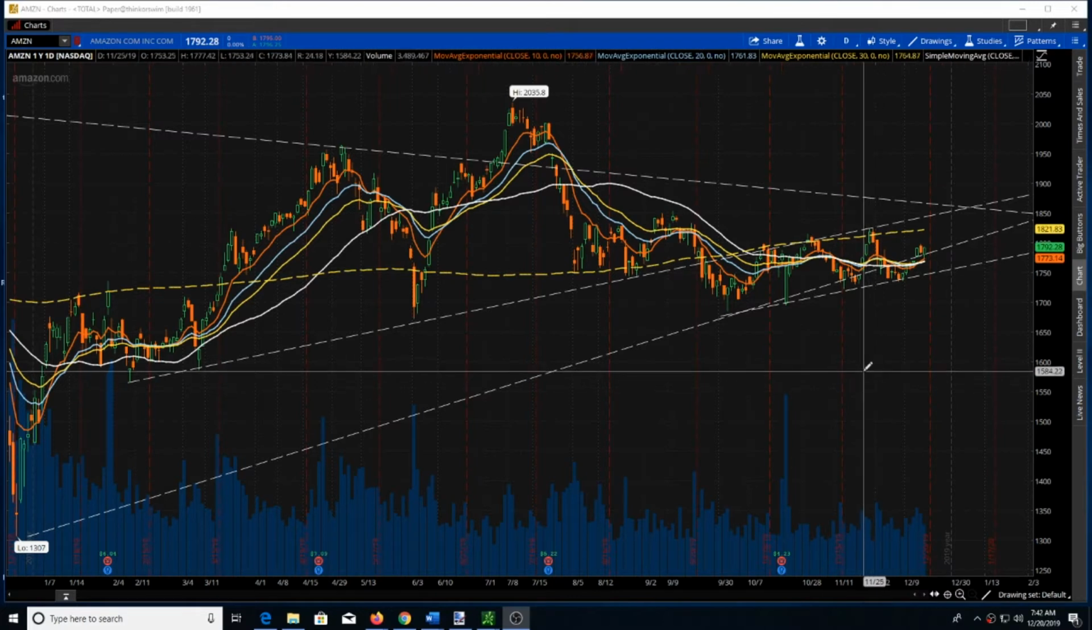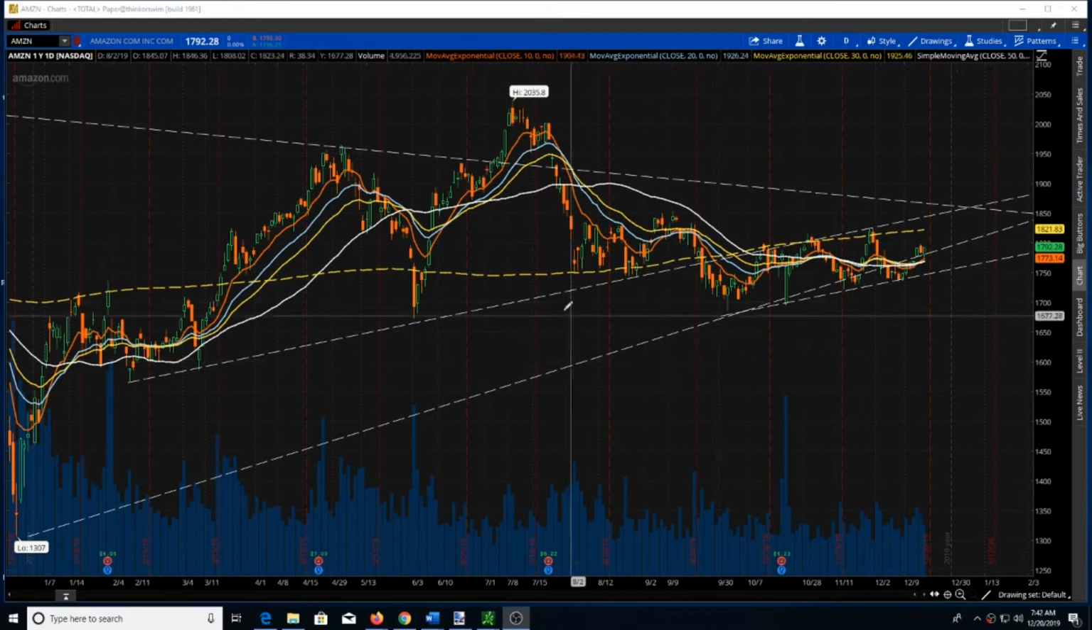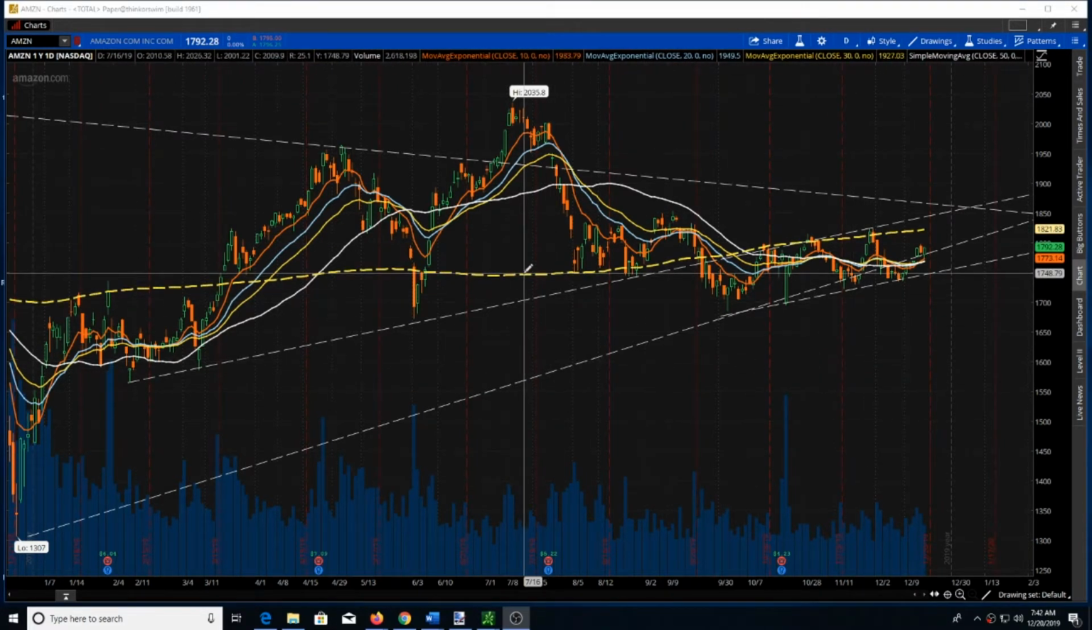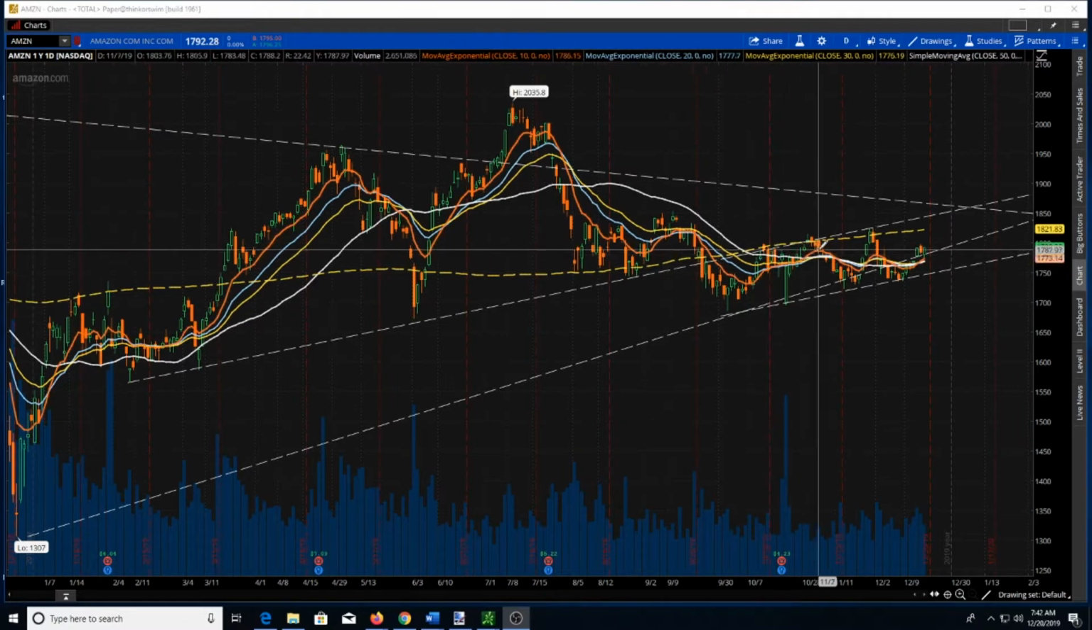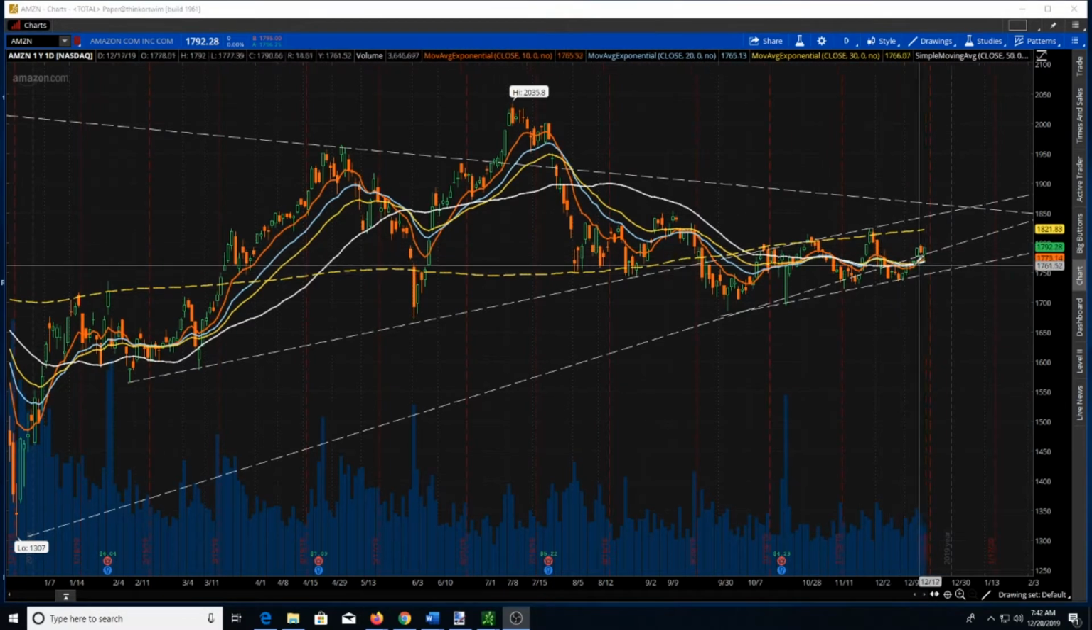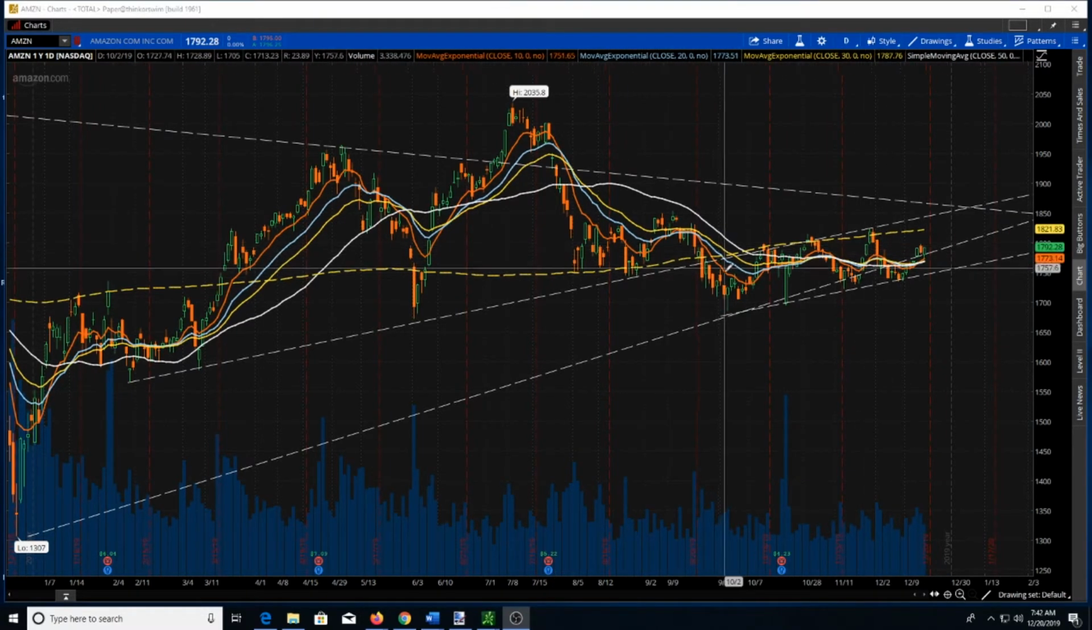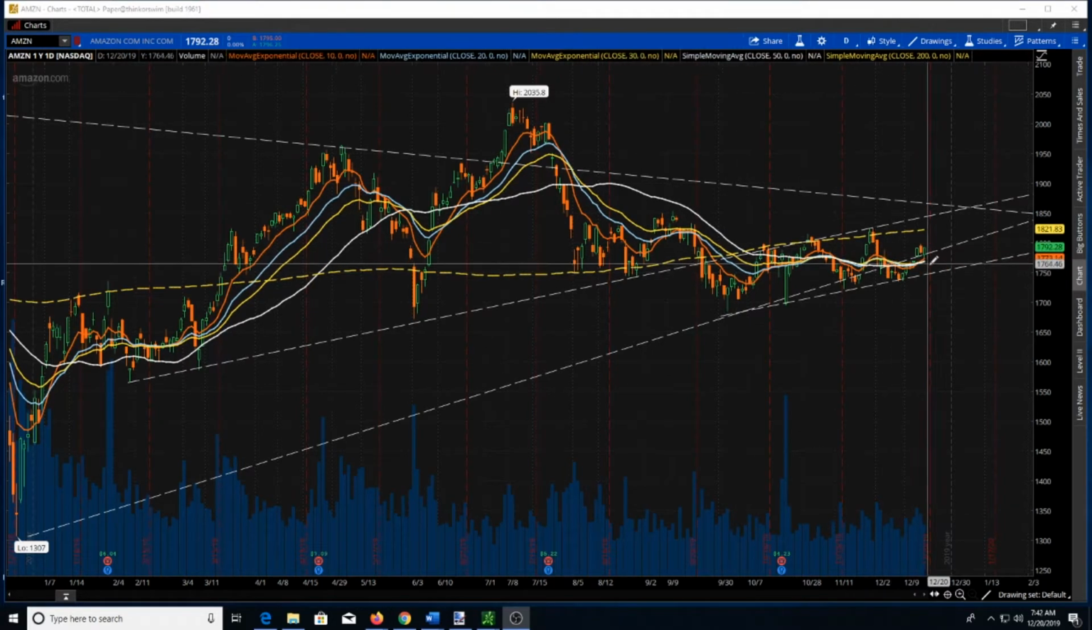I've got the moving average chart here up for you. You can see we're still below the 200 simple moving average. This white line is the 50, and we're getting a lot of price action through the 50. It's really not providing a lot of support. The EMAs, the 10, 20, 30, are all starting to turn up a little bit.